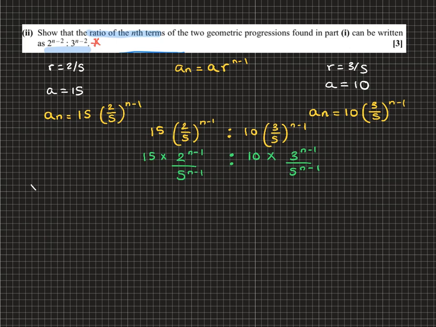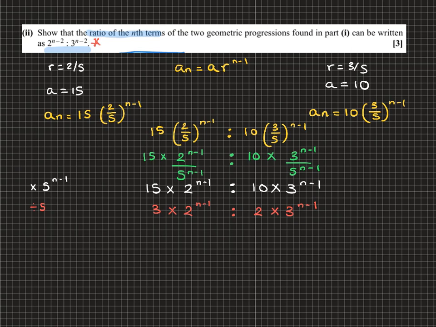So imagine we multiply both sides of this ratio by 5^(n-1), so we lose the denominators. So we've got 15 multiplied by 2^(n-1) in a ratio with 10 multiplied by 3^(n-1). Now 15 and 10 both have a common factor of 5, so it makes sense to divide across by 5. So this gives me 3 multiplied by 2^(n-1) in a ratio with 2 multiplied by 3^(n-1).